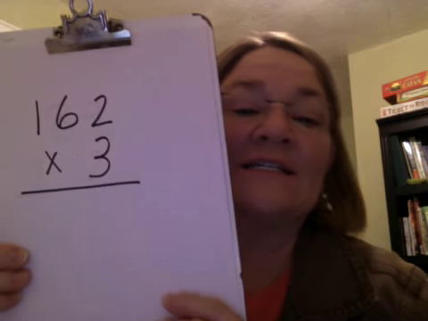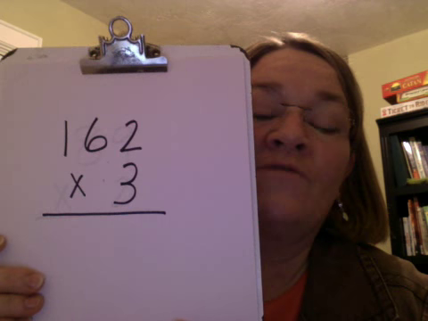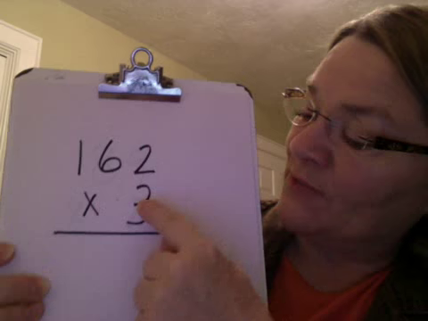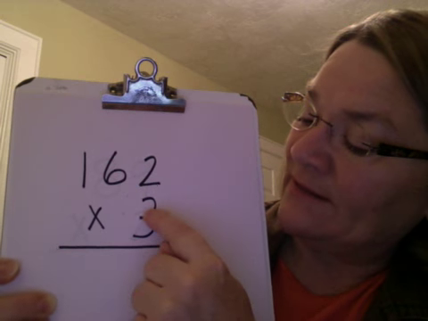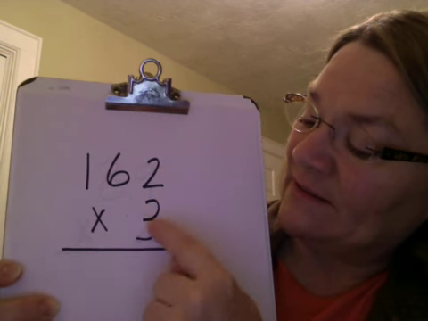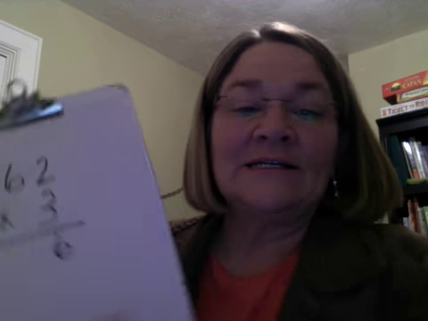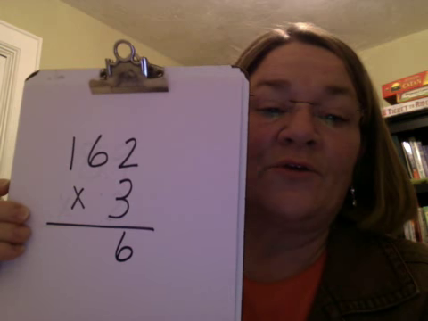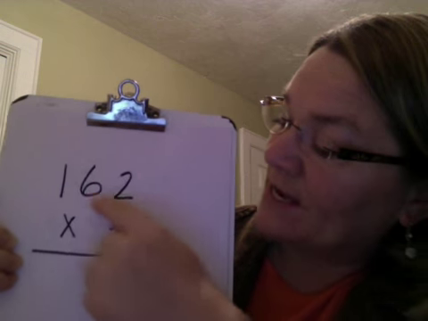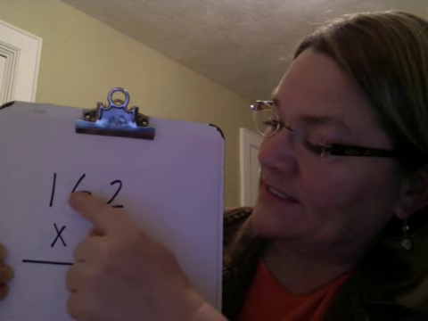Let's do another one together. This time let's have 3 digits and see what happens. We follow the same process. We multiply this number times this one, then this number times this one, then this number times this one. Let's do it together. 2 times 3 is 6. 3 times 6, not this one, but this one. 3 times 6 is 18.